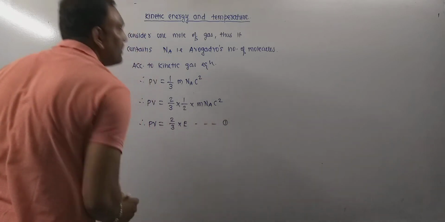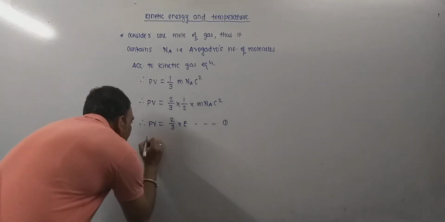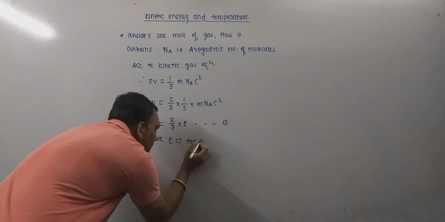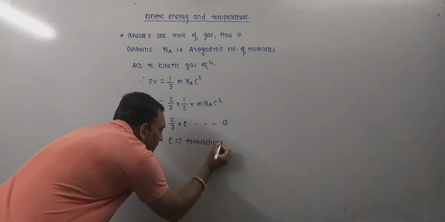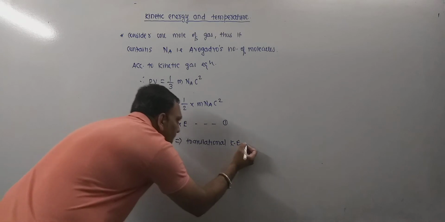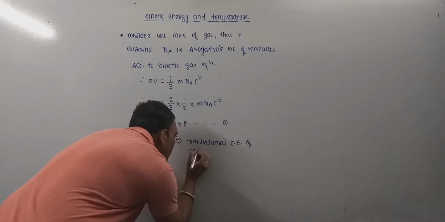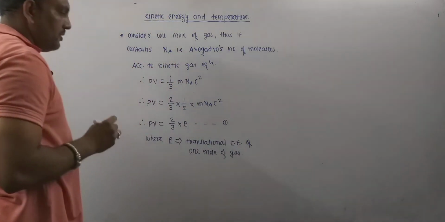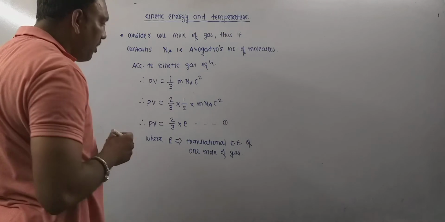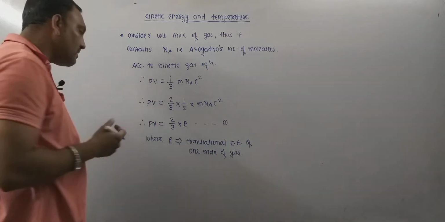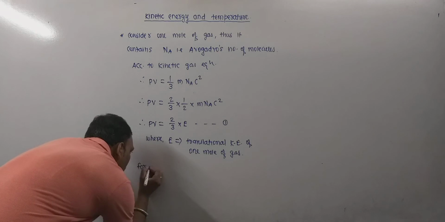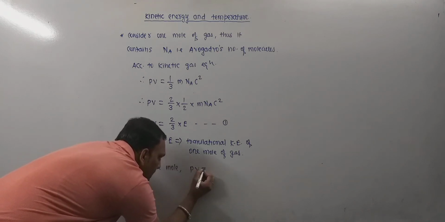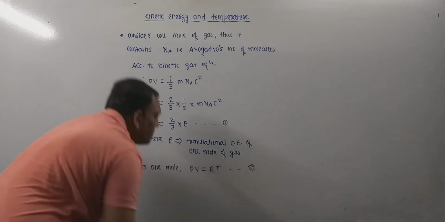This is supposed to be equation 1, where E is the translational kinetic energy of 1 mole of gas. This is to be known. Now for 1 mole, the ideal gas equation one can write. So for 1 mole we can give what? PV equals RT. Now this is supposed to be equation 2.